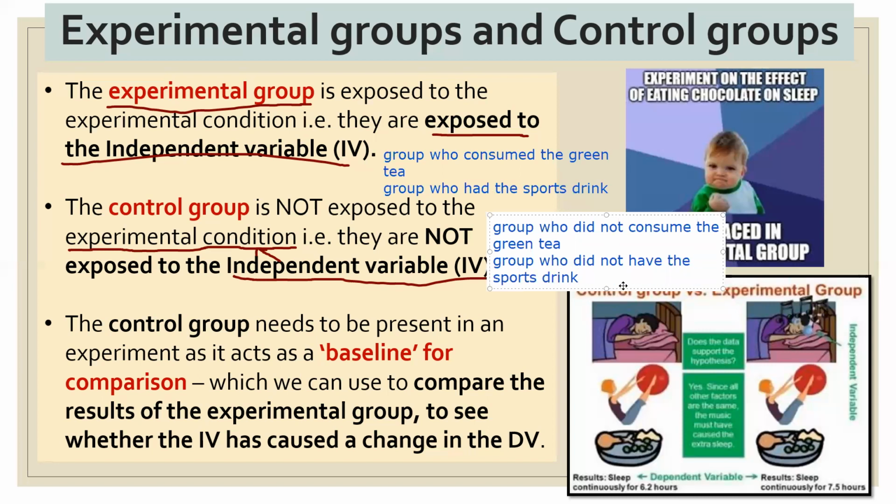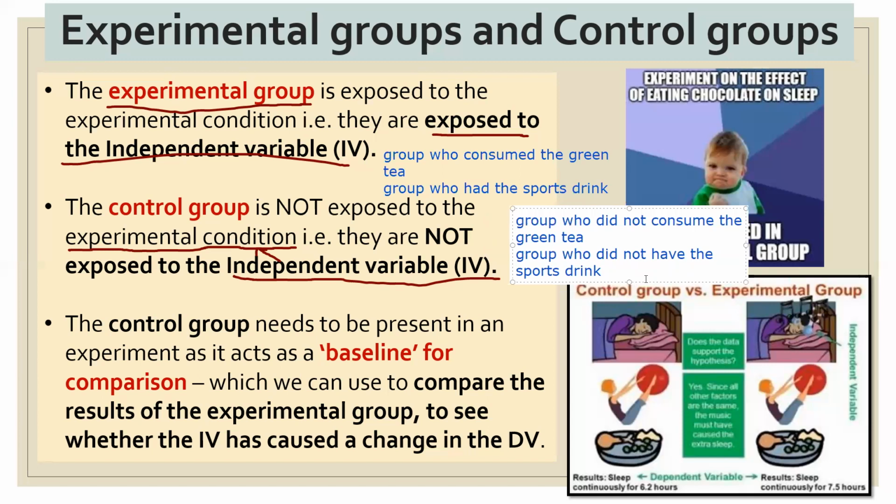The control group is literally just the same kind of people as the experimental group, but the condition they're exposed to, or what they do, is different. They do the opposite of what the experimental group do. The control group is important because they act as a baseline for comparison. We use them to compare the results of the experimental group: these are the standard, now how far from the standard have the results changed? That's the control group. So remember, control group, no IV; experimental group are exposed to the IV.